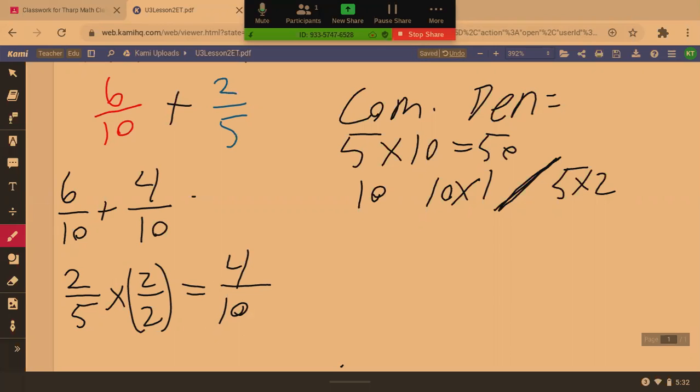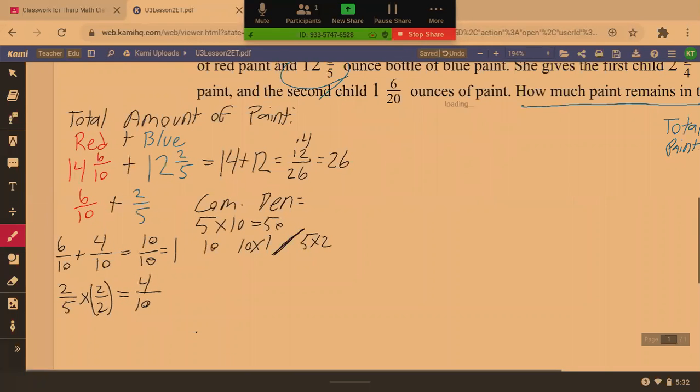So now we are going to add 4/10 to 6 over 10. And the answer is going to be 10 over 10. What is that? That is 1 whole. So we are just going to add that to 26. So let's boom, boom, boom, boom. Plus 1 equals 27 ounces. That's the total amount of paint when you add the red and the blue, 27 ounces.